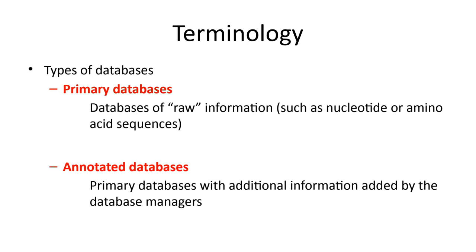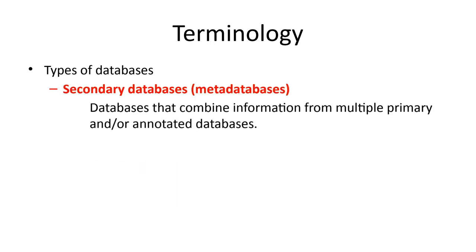Before things are said and done over the next 8 weeks, we will take a look at some annotated databases, databases where you can get some useful biological information. And then there's a third type. Secondary databases are what we'd call meta databases.